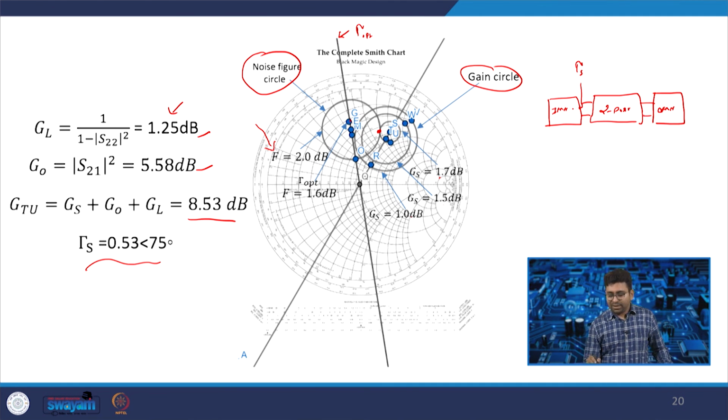So, when we are designing a low noise amplifier, we identify the gamma s based on the noise figure circle that we have drawn. So, this is how we can design the low noise amplifier by using the S parameter method. We will discuss more about the low noise amplifier in the next class.